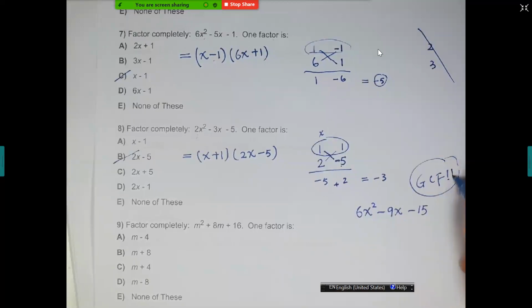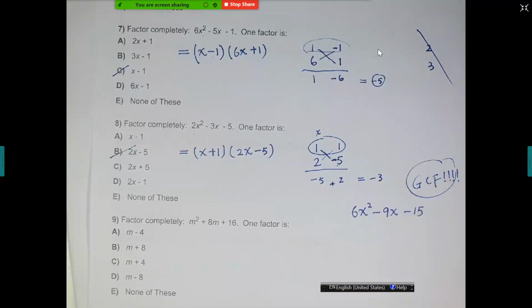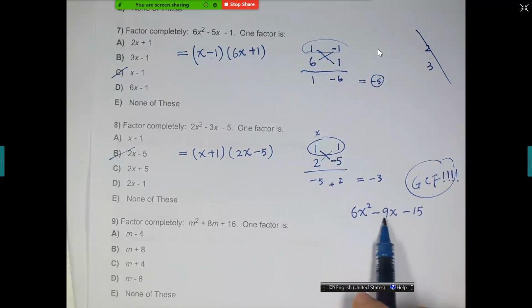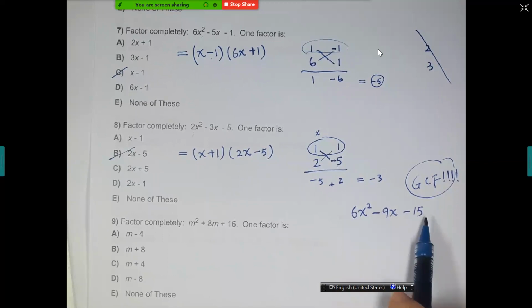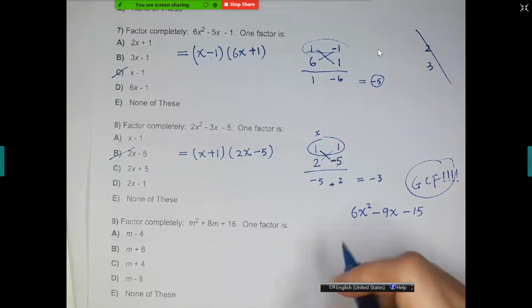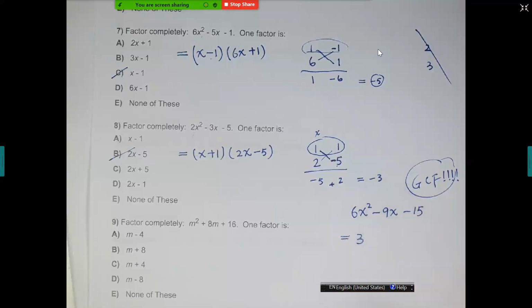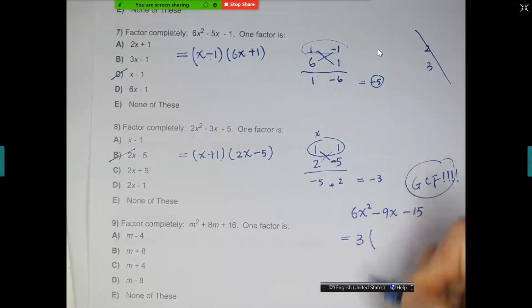Okay, so I cannot stress more. Please remember, before you do anything else, always check the GCF first. 6, 9, 15, do they have anything in common? The answer is yes. All of the three are multiples of 3. So the GCF is 3. So factor 3 out and then put the leftover in the parentheses.